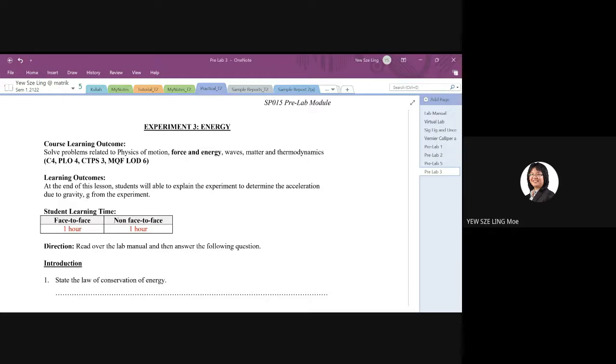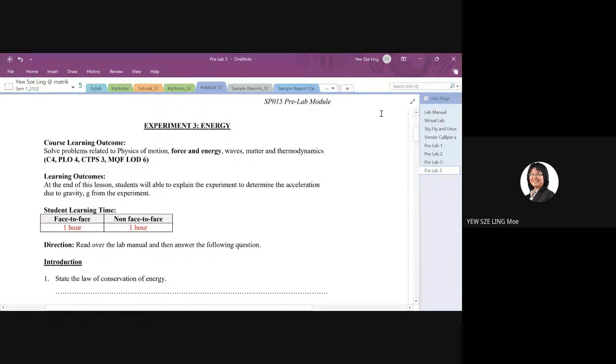The things that you have to submit tomorrow before 5 p.m. is the calculations for projectile motion. I just want to see whether you have already mastered the skills in graph sketching. That's it. So experiment 3, now let us go through the pre-lab.